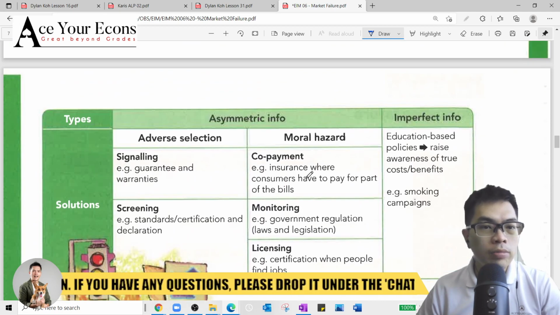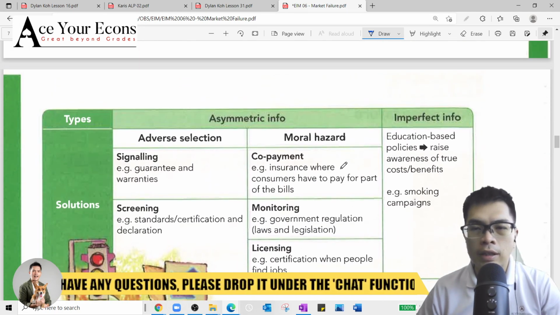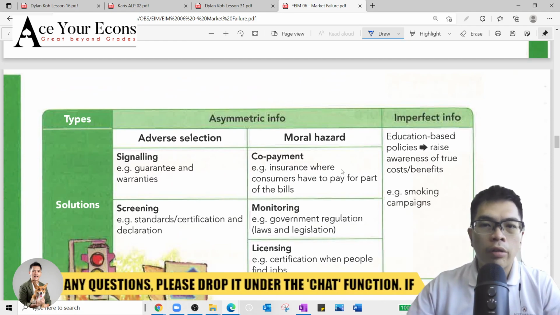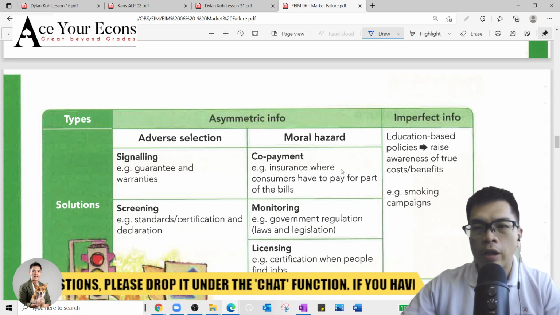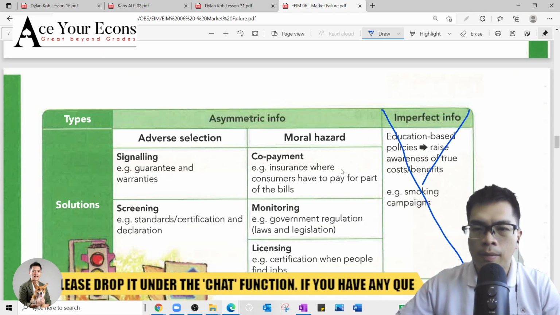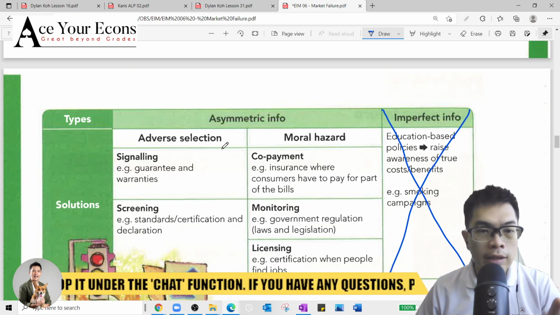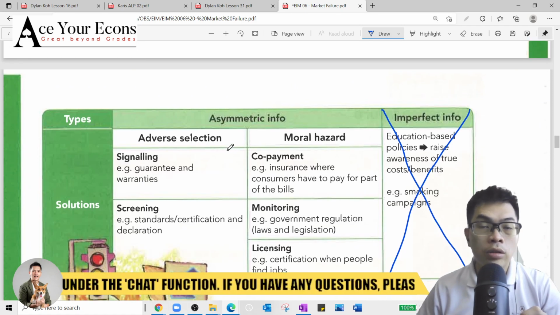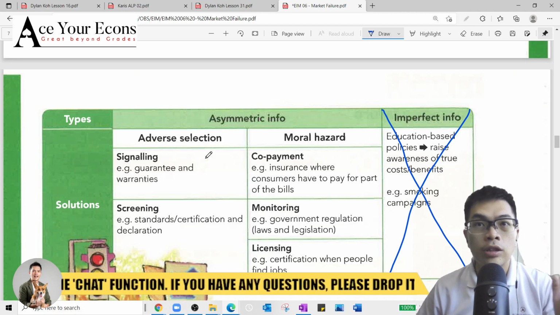So today we'll be primarily using page 50. On page 50, we can see that there are policies to correct info failure. Asymmetric info on the left, and imperfect info on the right. Today we won't be covering this. This has been covered in the earlier market failure series already. Alright, so you can see that for adverse selection, there are two primary policies here: signaling and screening. But this is not enough.